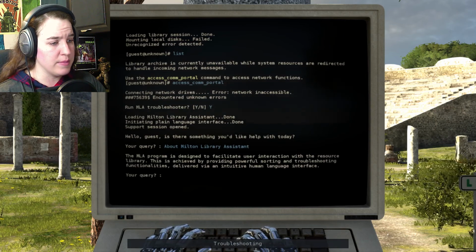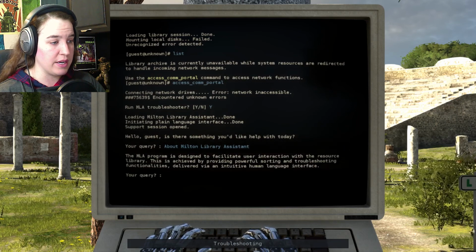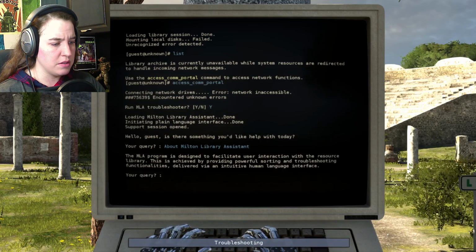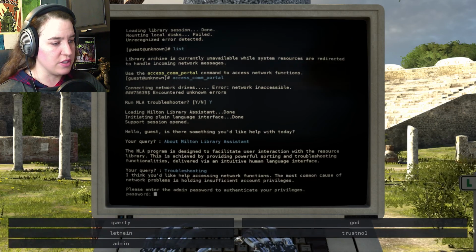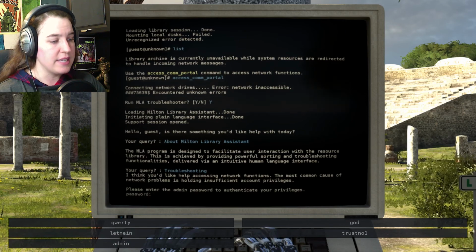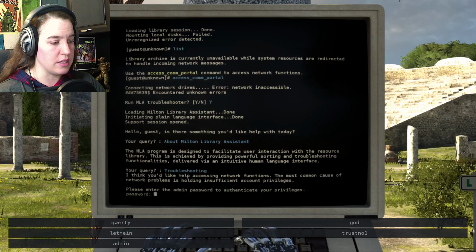The MLA program is designed to facilitate user interaction with the resource library. This is achieved by providing... Oh, wait a second, we've already done this. Troubleshooting. Oh, heavens. I think you'd like help accessing network functions. The most common cause of network problems is holding insufficient account privileges. Please enter the admin password to authenticate your privilege.